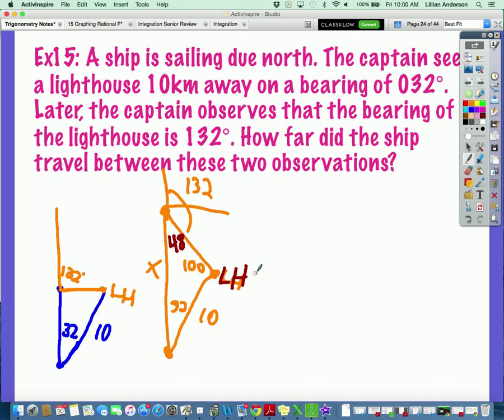Just so we're clear, my way works too. The 100 comes from the fact that this is a 130 degree bearing. There's 48 on the inside because they're supplementary angles. 48 plus 32 is 80. Subtract that from 180 and you get 100, right?